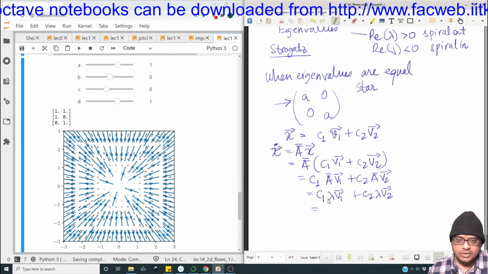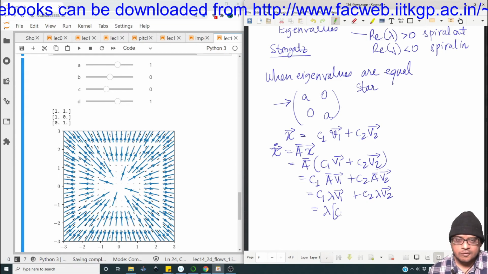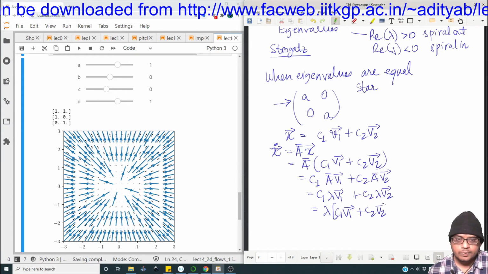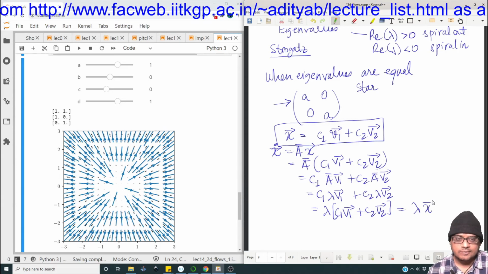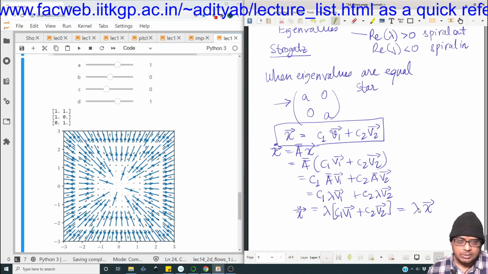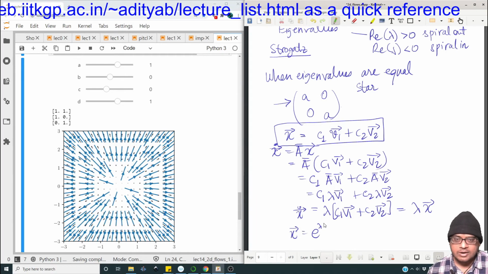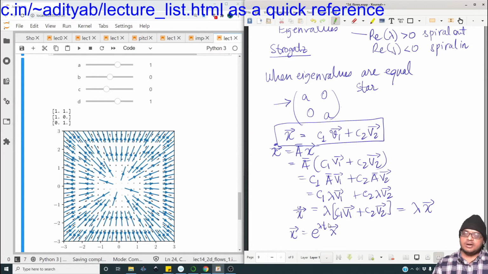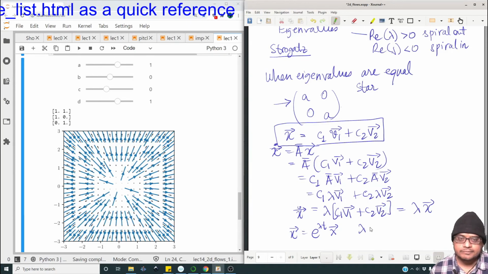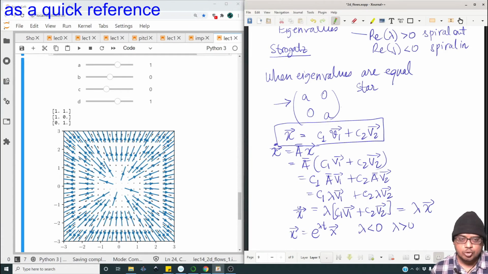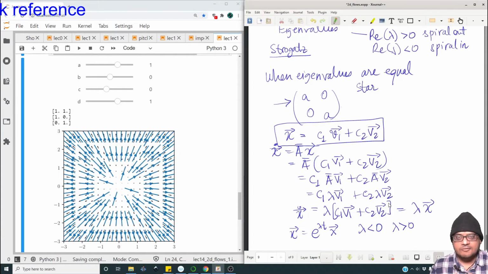Okay, so in that case this becomes lambda times c1 v1 plus c2 v2, but c1 v1 plus c2 v2 is simply this vector x, so this becomes lambda x. So this means x dot is equal to lambda x, and so the solution for x is e to the power lambda t times x. And this means that all the vectors are exponentially growing or decaying depending on the sign of lambda. Whether lambda is less than 0 or greater than 0, the vectors in that entire phase space will either grow exponentially or decay exponentially, or the trajectory will blow away exponentially fast or decay exponentially fast.